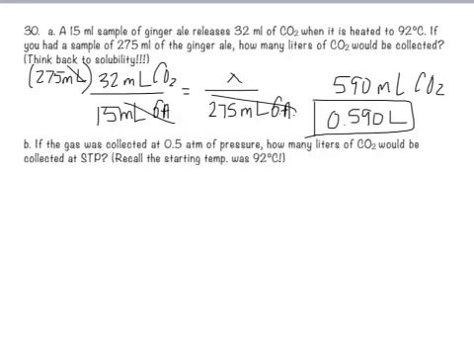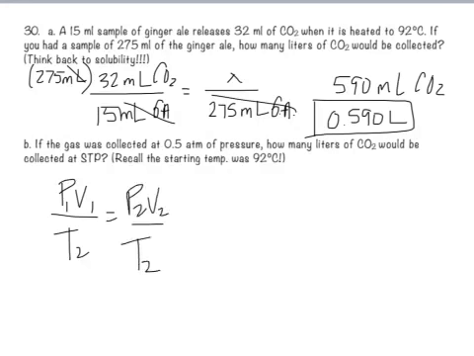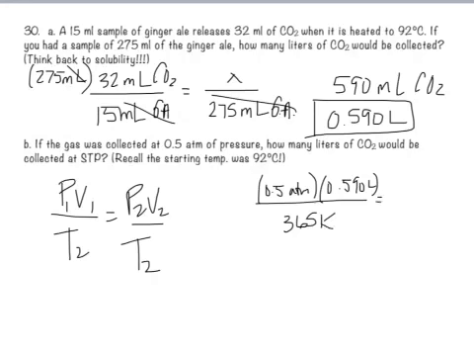Now, what we need to do is, it wants to know what the volume would be at STP if these other conditions were met. And so this is a combined gas law problem. Let's see. I know the initial pressure, 0.5 atmospheres. The volume we just solved for, 0.590 liters. And let's see, it said at 365 Kelvin. Okay, and we know, okay, 1 atmosphere. We do not know the volume, but the temp is 273 Kelvin.